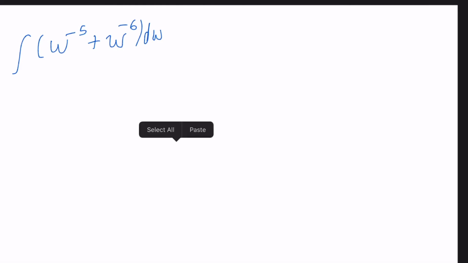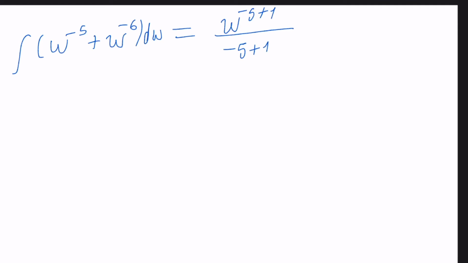So this is the integral that we require to solve now, and this is equal to w to minus 5 plus 1 divided by minus 5 plus 1, plus w to minus 6 plus 1 divided by minus 6 plus 1, plus c. Okay, never forget plus c, because if you put it without plus c, then people will say, okay, this is the solution of a single integral, not of integrals.